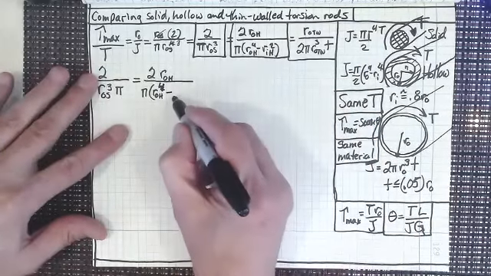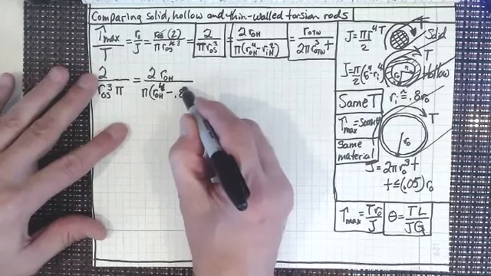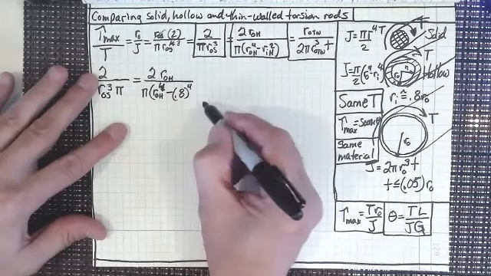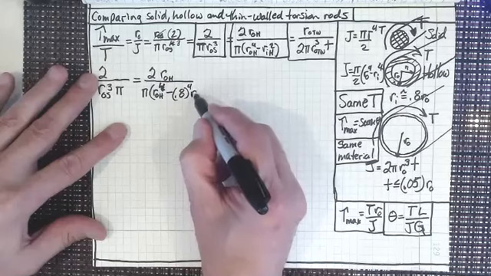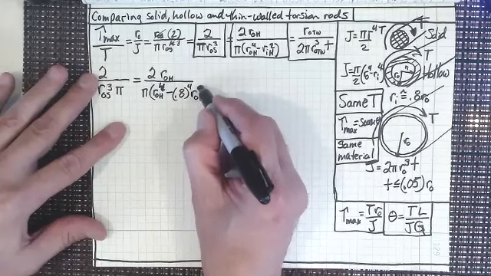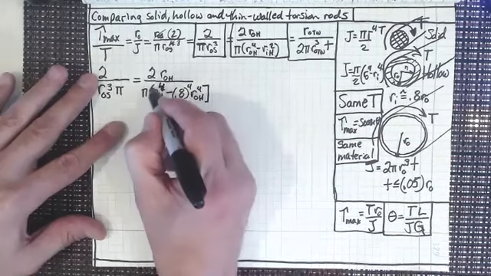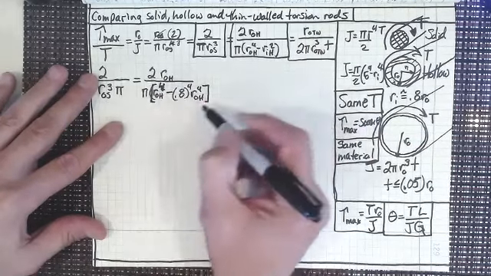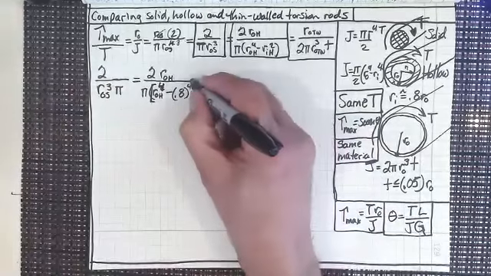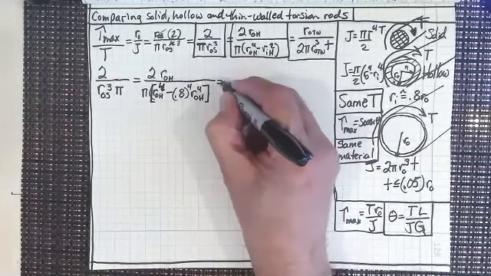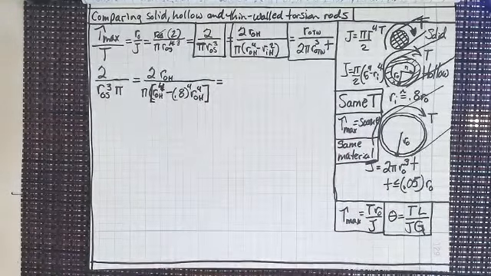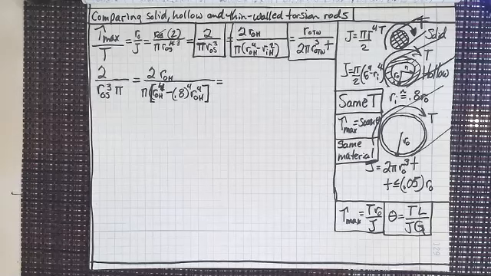minus 0.8 to the 4th times R outer of the hollow shaft to the 4th, right? And I should put brackets here rather than parentheses, because I've already got parentheses inside there. I'll extend that a little bit. Now, what is 0.8 to the 4th? I'm just going to do that for a second.